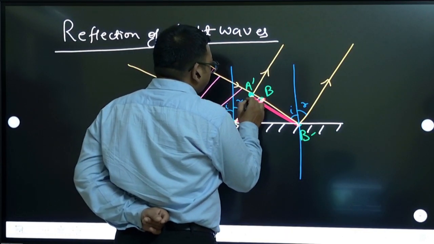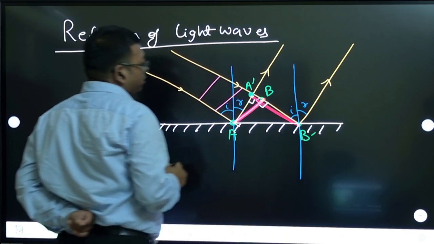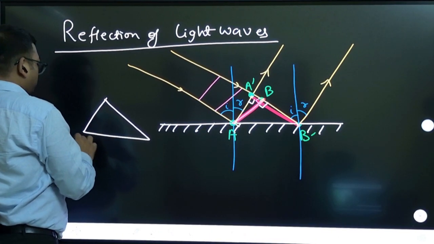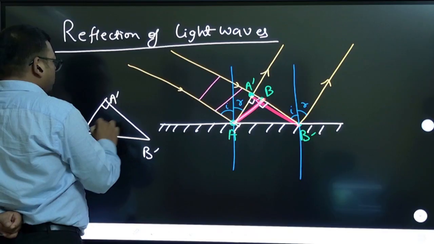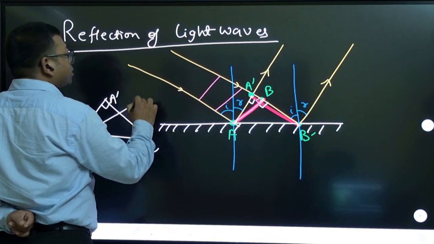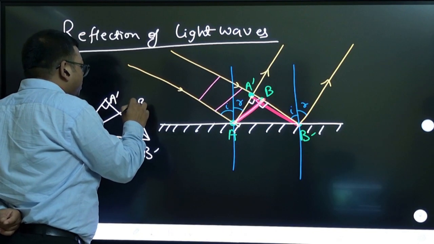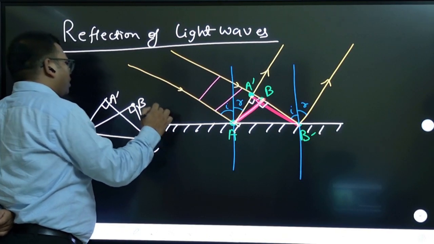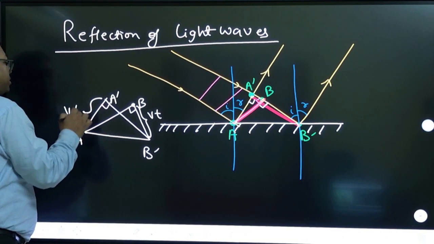So this triangle is perpendicular and this is perpendicular, that we have to see. I will separately show this diagram. So this is A dash, B dash. They are perpendicular. Similarly here, they are also perpendicular. By the time the ray has come from B to B dash, this distance is equal to speed into time. And light is traveling from A to A dash in the same time, so this distance is also speed into time.